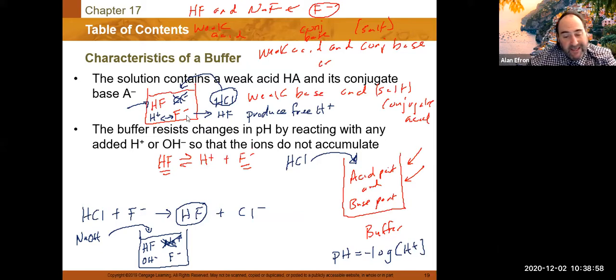But what happens in this case is the HF that's there and the OH minus will react and basically form water. So the H from the HF and the OH minus come together to form water. And ultimately what we get is this type of reaction here.